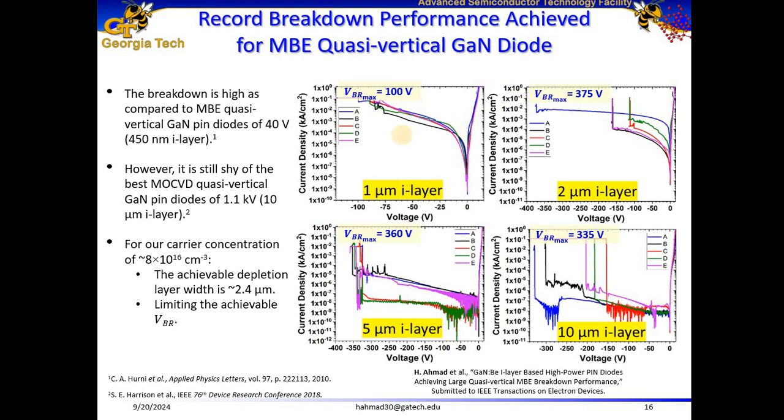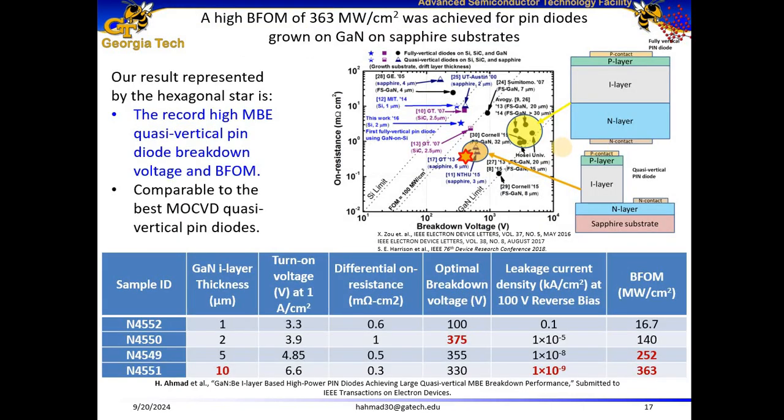For these devices, I was able to achieve a maximum breakdown voltage of 375 volts, which is not that far away from the theoretically achievable 450 volts. And these were actually the best quasi-vertical MBE grown gallium nitride high power PIN devices ever.